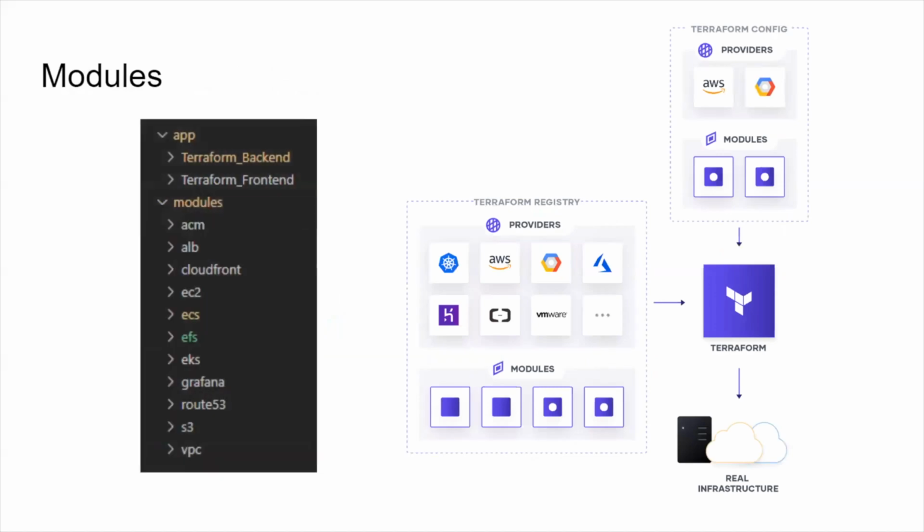This is our folder structure. It consists of application and modules. The use of modules allows us to group resources together and reuse them as many times as we want. This helps make our code much cleaner, easy to read, and improves our efficiency of writing Terraform code.